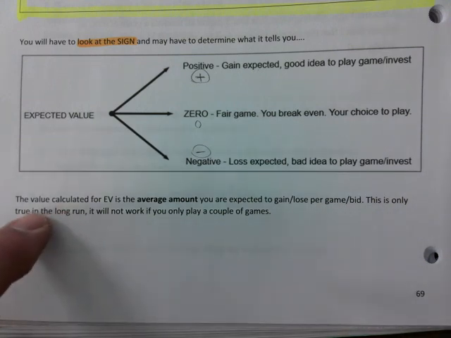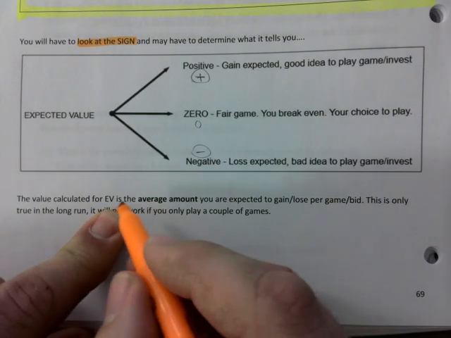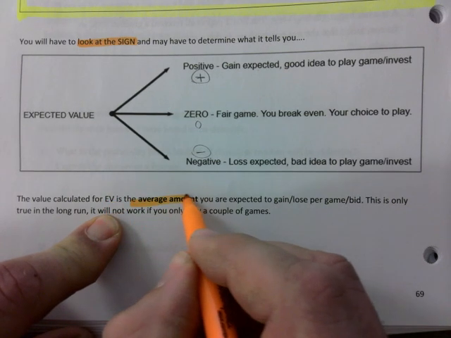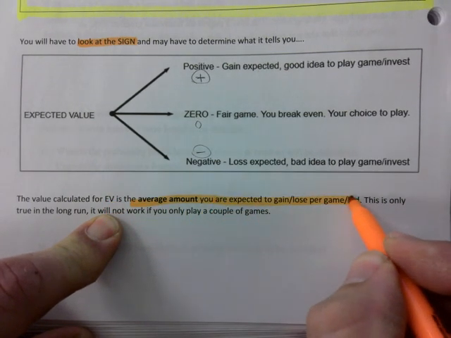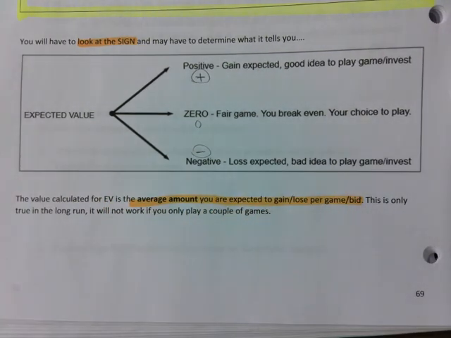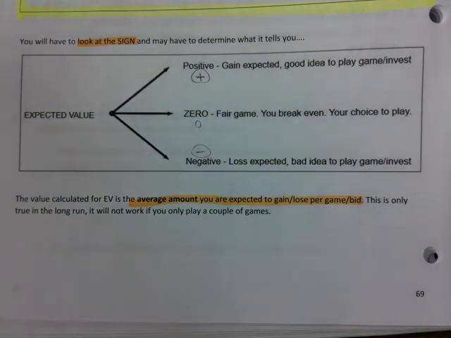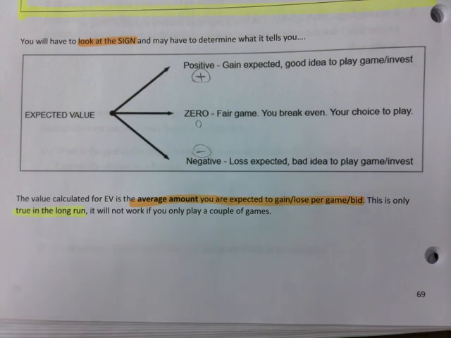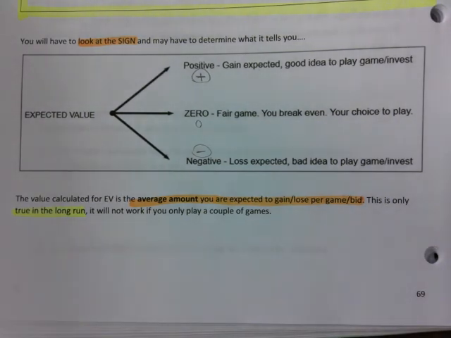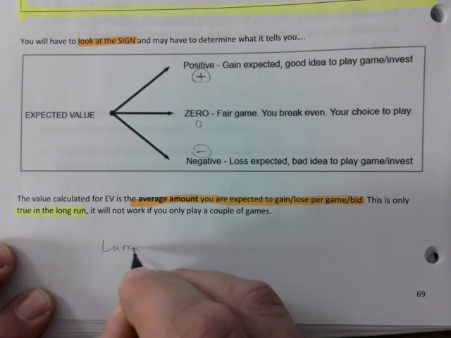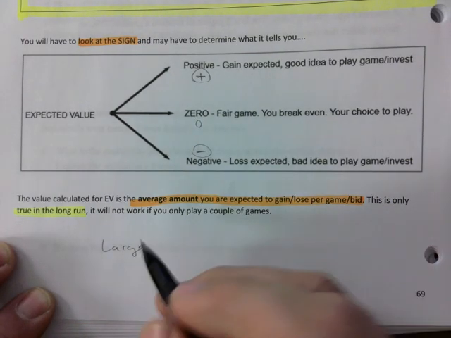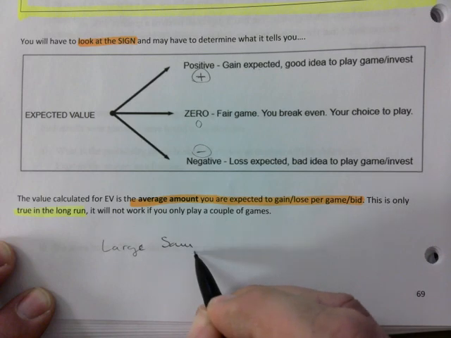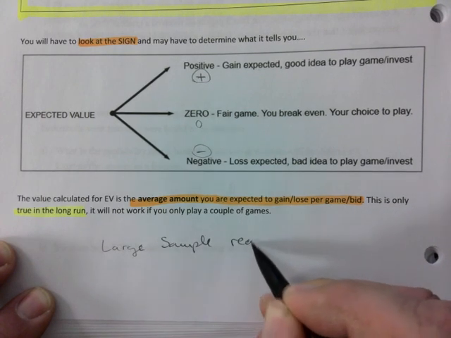The value calculated for EV, expected value, is the average amount you're expected to gain or lose per game or bid. It's only true in the long run, and it will not work out if you only play a couple of games. So a large sample size is required.